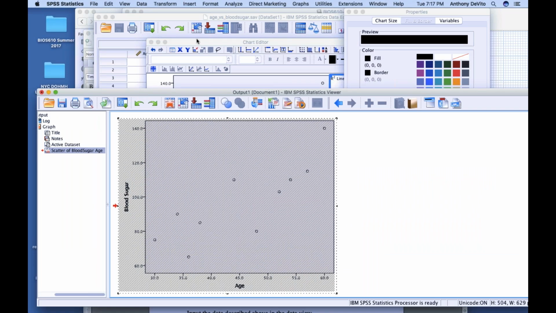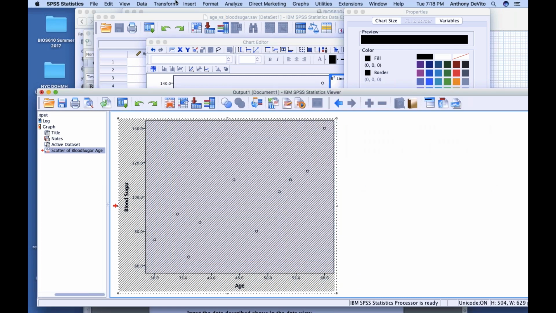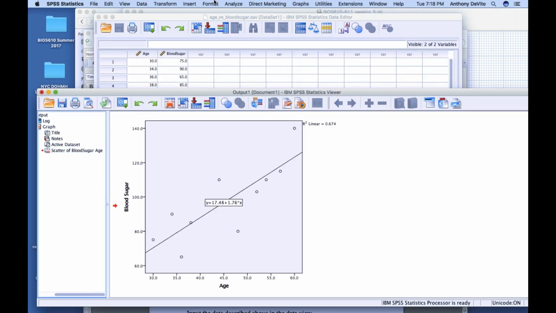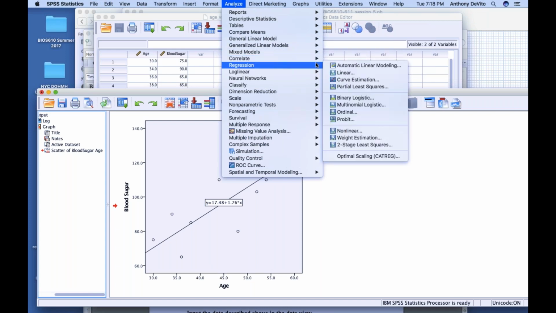You guys remember what statistical test we're going to use? What statistic were we interested in? What was it called again? Pearson's correlation coefficient, right? R, or rho, actually rho. Okay, so let's give that a try. Analyze, Correlate, Bivariate.